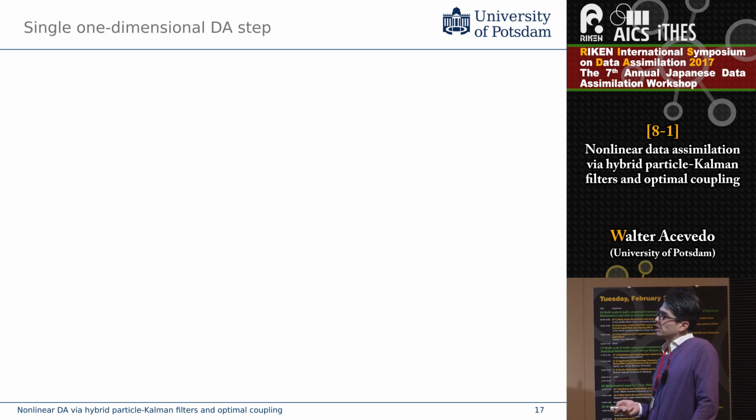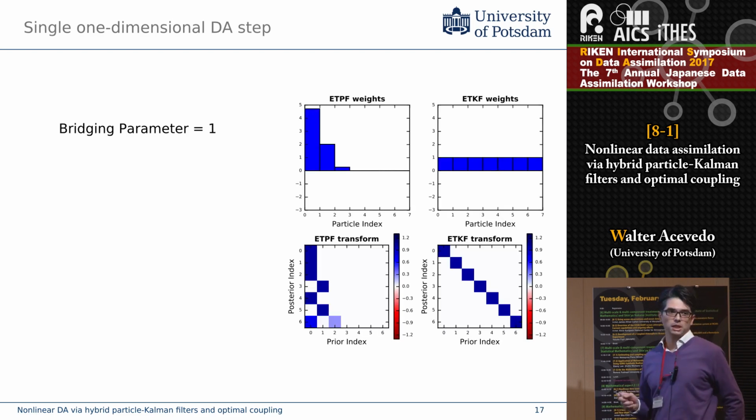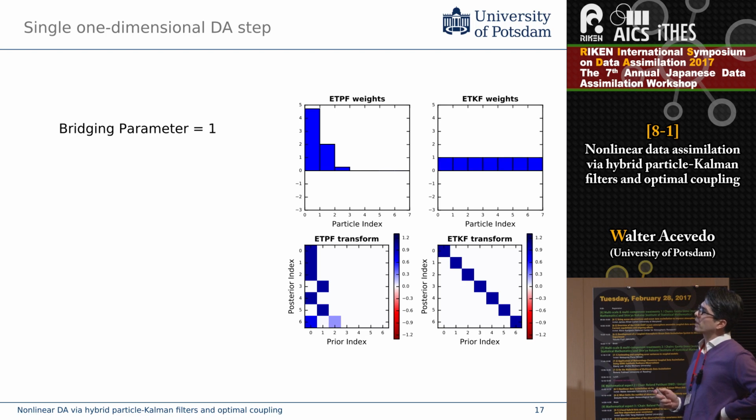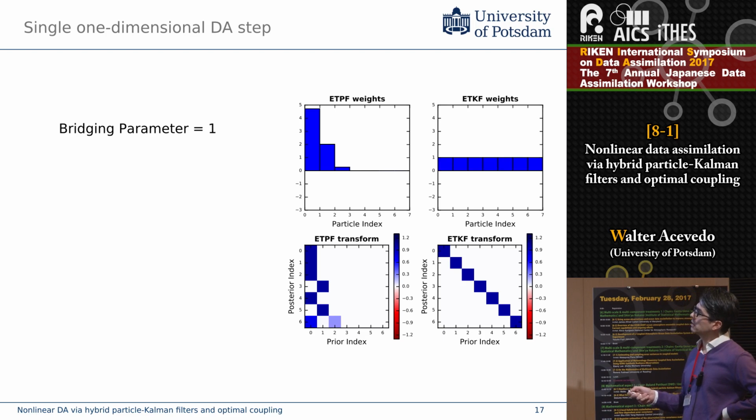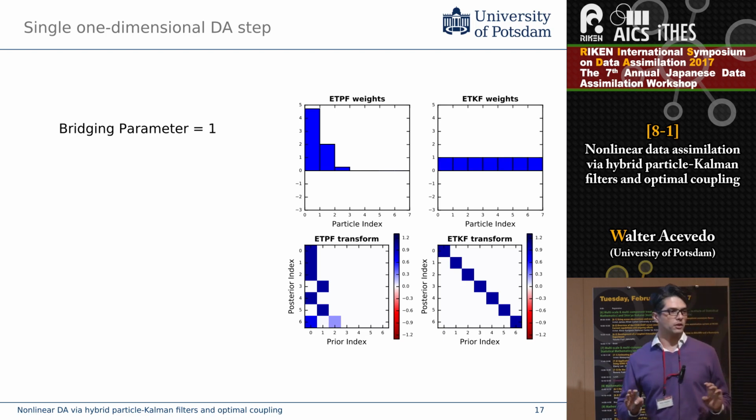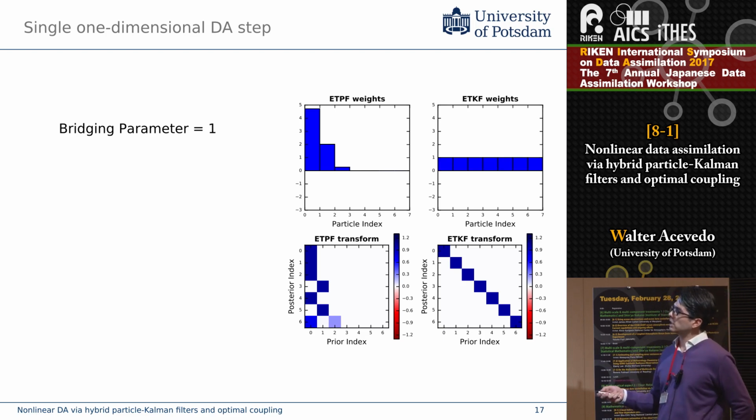OK, so let's go for the one-dimensional DA step. So here we can see how this bridging parameter is going to affect the weights and the transformation. For a bridging parameter equal to 1, we have a pure particle filter. And here we can see that some of the particles have very high weight, while others have no weight at all. On the other hand, the Kalman filter has completely equal weights, and correspondingly, the transformation is just diagonal. It doesn't do anything. It's completely disabled. While the transformation here is producing many offspring for this one and for this one, proportional to the weight.